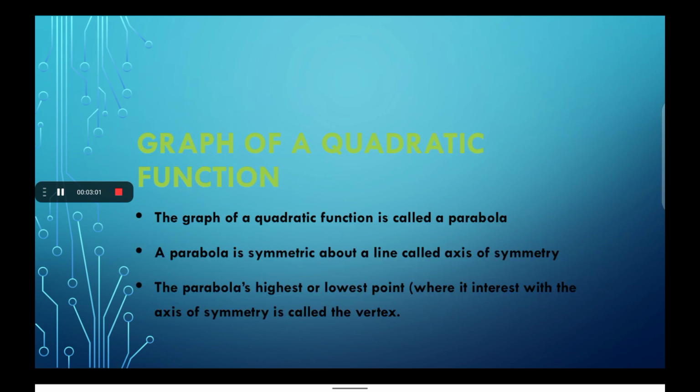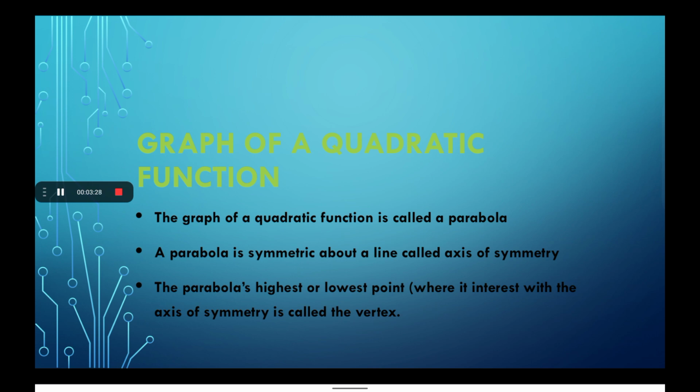Here, graph of a quadratic function. A graph of a quadratic function is called a parabola. Okay, what is the graph of the linear function? It is a straight line, right? Everyone knows that. Okay, here the graph of the quadratic function is called a parabola. A parabola is symmetric about a line called the axis of symmetry. I will explain what the axis of symmetry is next.